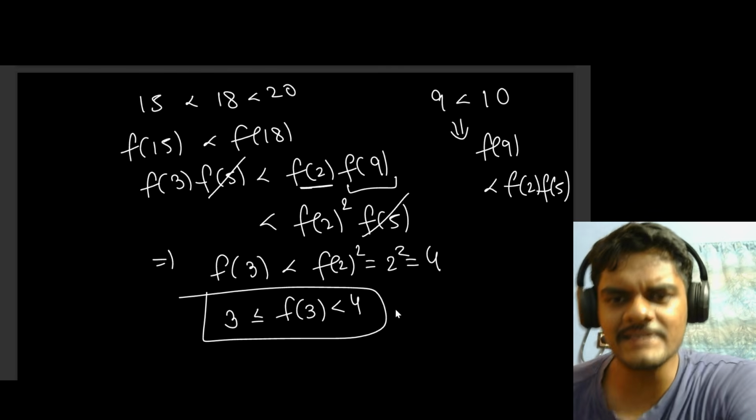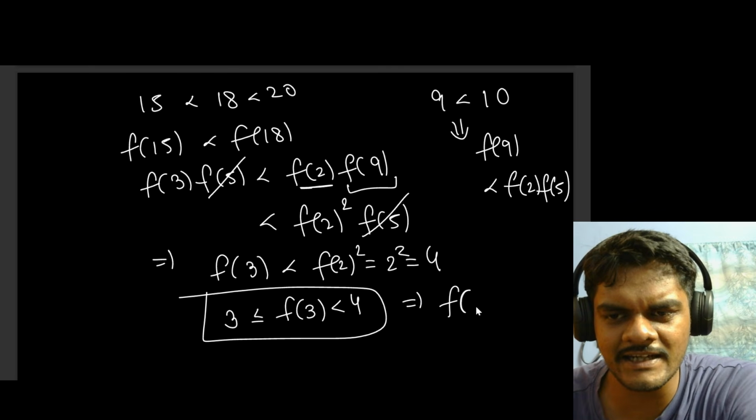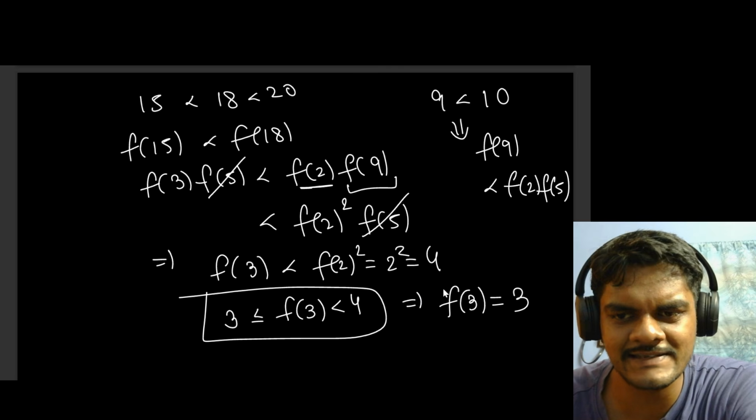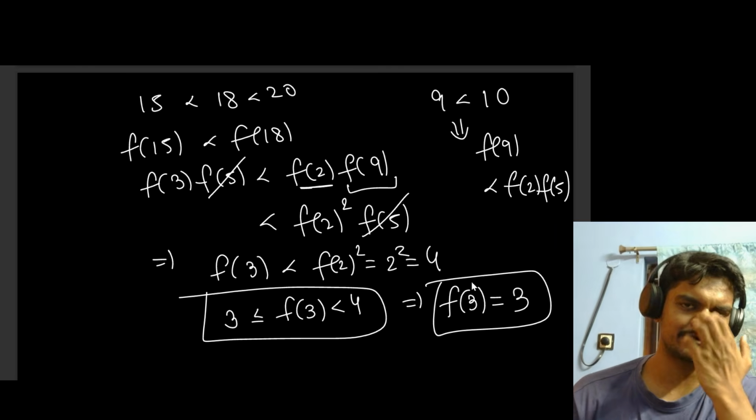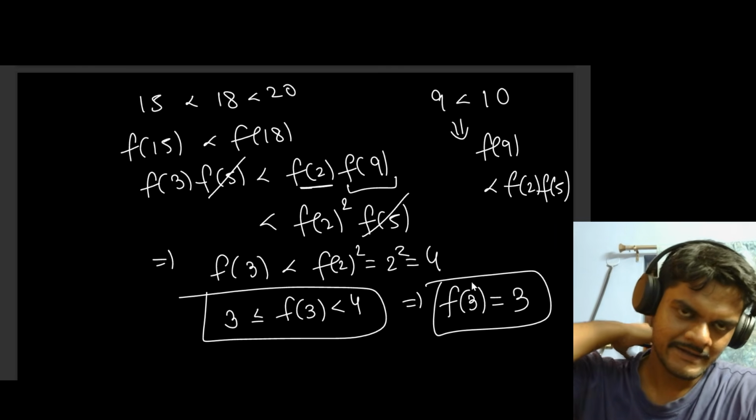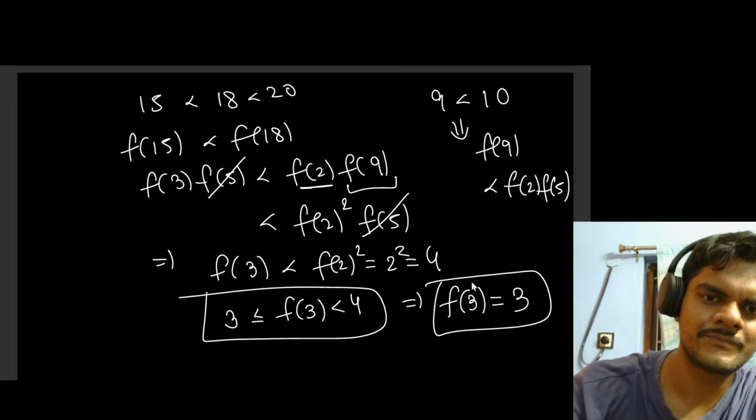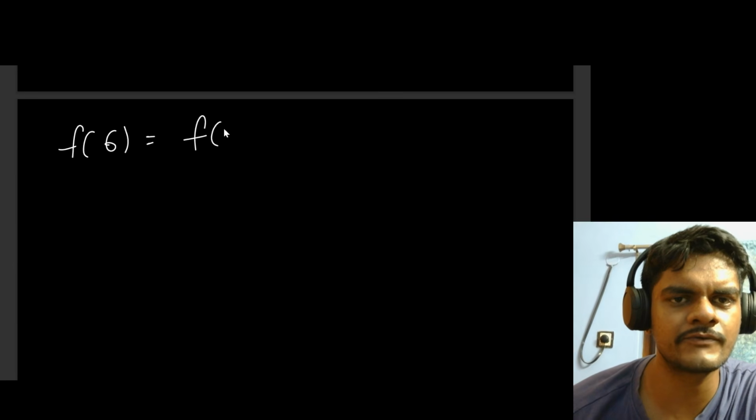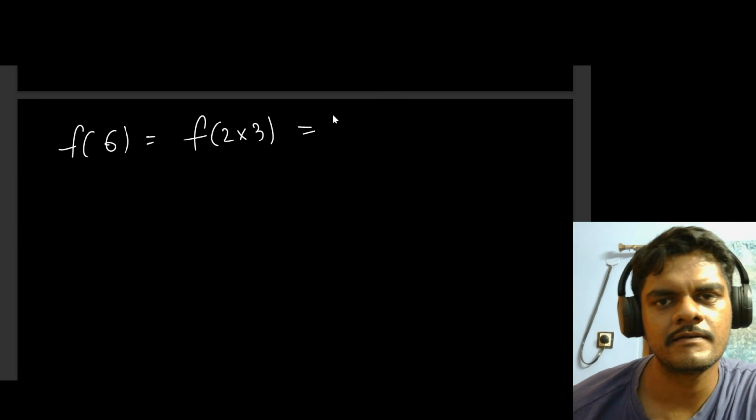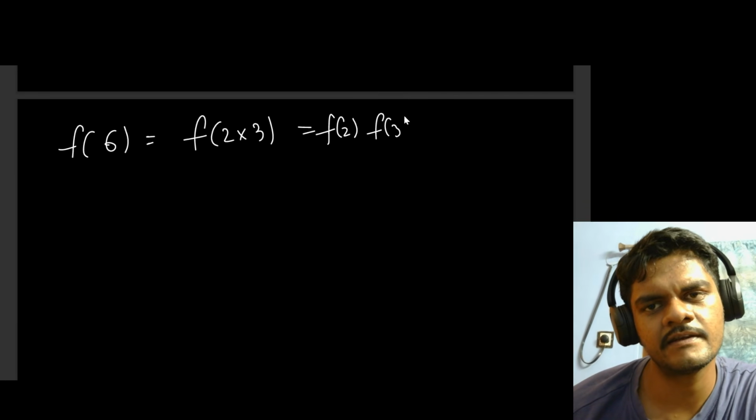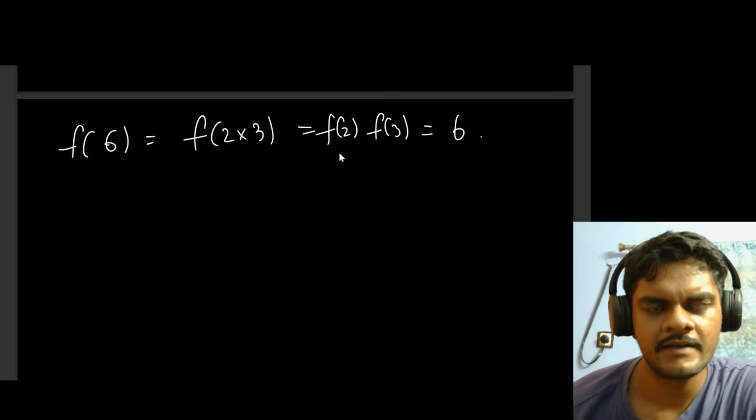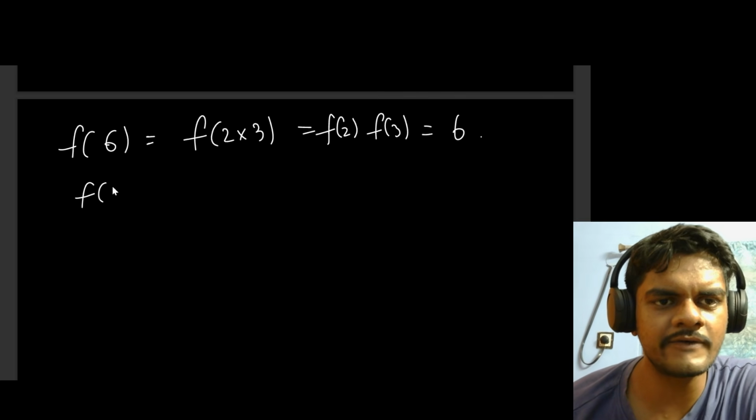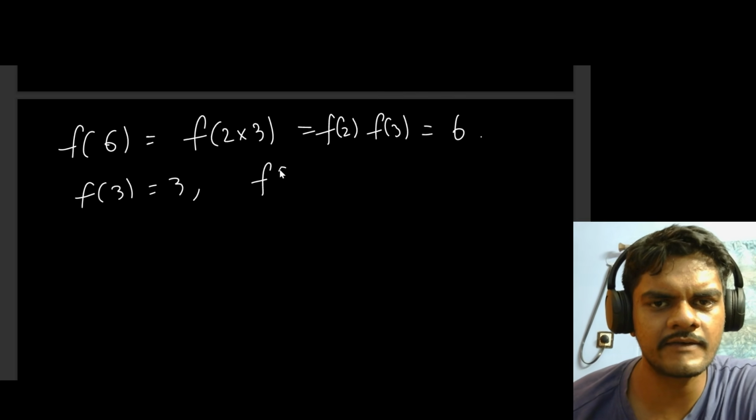Wow. So this gives me a strict inequality which gives me f of 3 is equal to 3 is the only way possible. Okay. Now tell me something. What is f of 6? This is f of 2 into 3, f of 2 into f of 3, which is equal to 6. Right? So f of 3 is equal to 3, f of 6 is equal to 6.